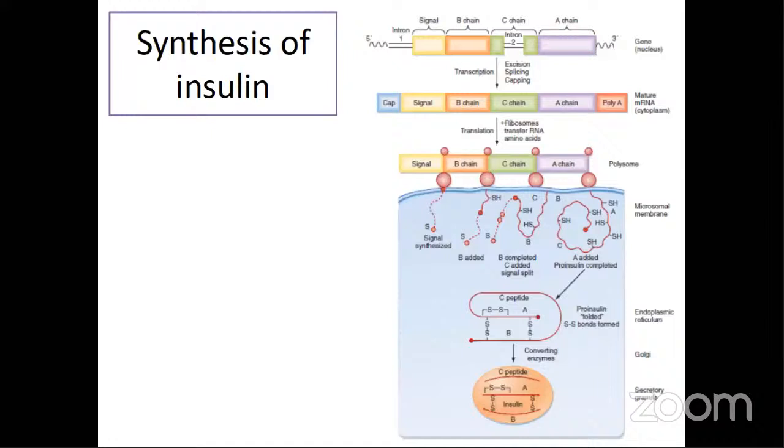When the C-peptide is cut off from pro-insulin, this pro-insulin will become insulin. So the granules will have equimolar amounts of C-peptide and insulin. Is that clear for all? So do you know what is the significance of the C-peptide?